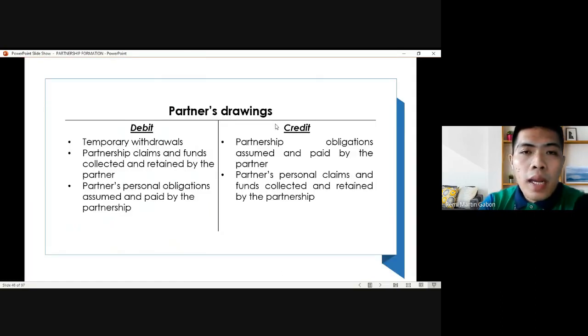So to sum it up, if you have it in a T account, for the partner's drawing, on the debit side, we have the temporary withdrawals, which increase it, then the claims of the partnership retained by the partner, then the personal obligations of the partner assumed and paid by the partnership. Then it is credited for partnership obligations paid by the partner, and credited for partners' personal claims and funds collected by the partnership.